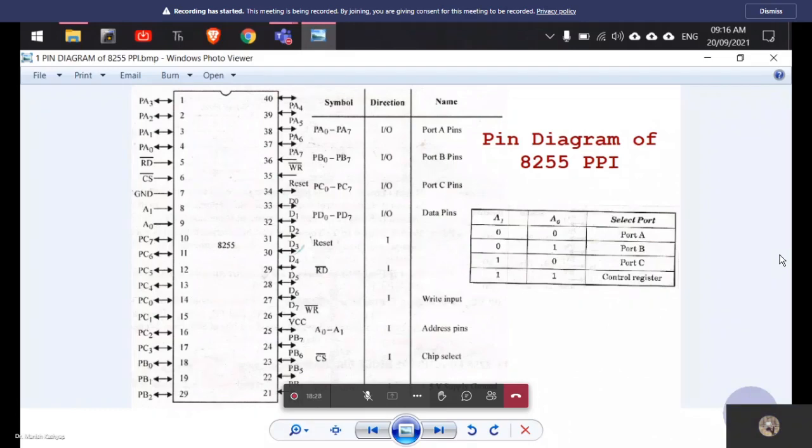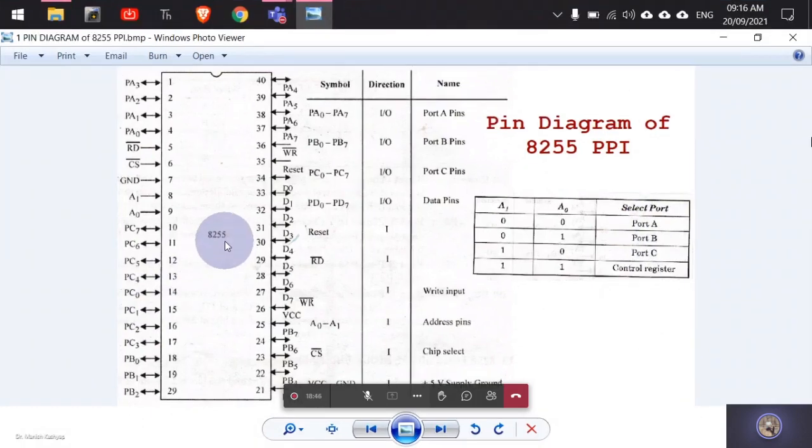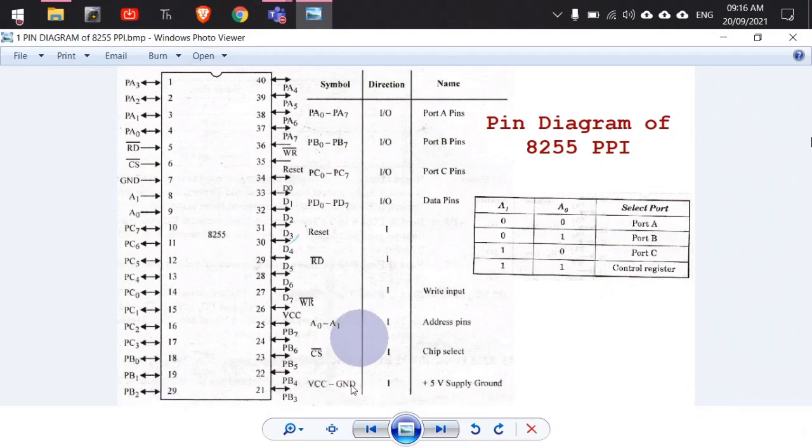Sir, which control register are you talking about? This control register is inside this 8255 IC. We are going to discuss the format of that in the next slide so that we will be able to control this port A, port B, and port C. So this is inside this 8255, and by 8086 we will write some data into that, according to which the functioning of this IC will be decided. Is it clear now?